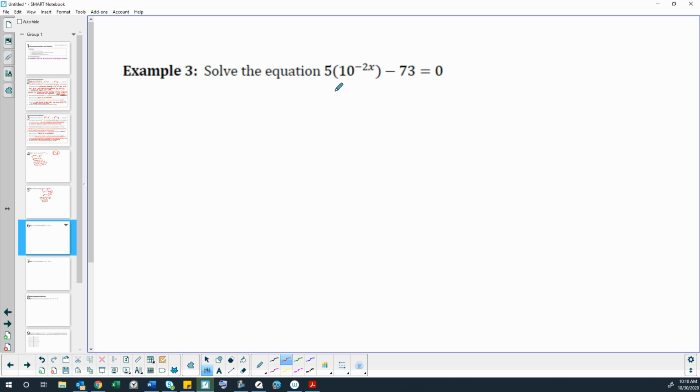So I'm going to go ahead and start by moving our 73 to the other side, and then go ahead and divide by 5. So we'll have 10 to the negative 2x equals 73 fifths. So I think we've gotten that in one of our two forms where we either have an exponential equals an exponential, or in this case, an exponential equals a constant.